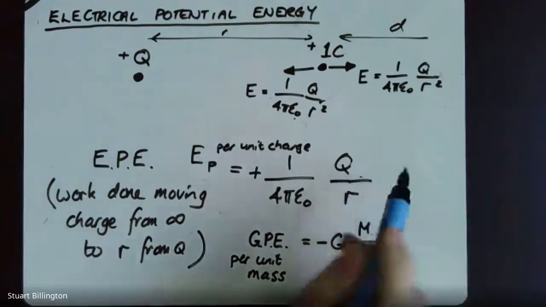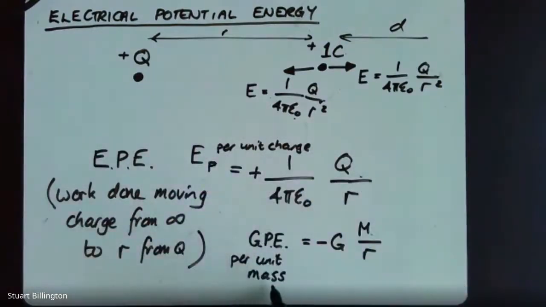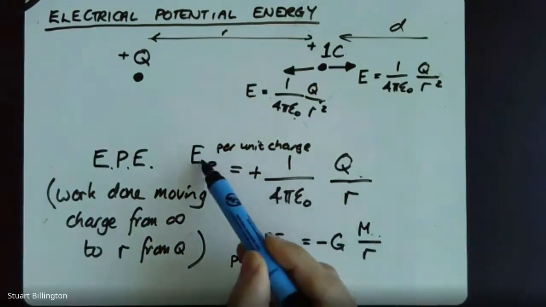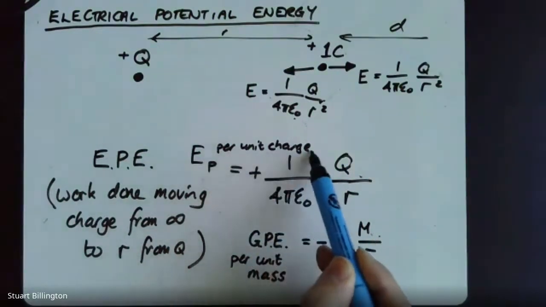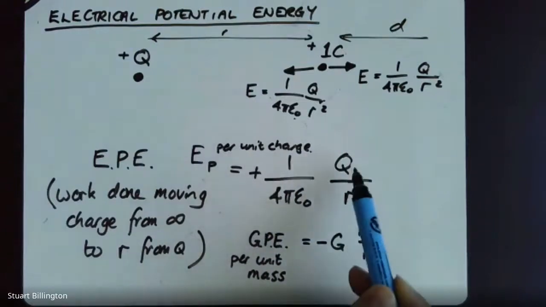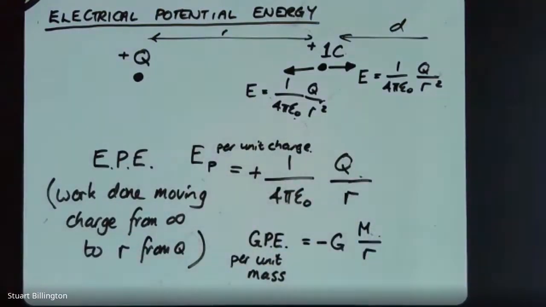And so this is the gravitational potential energy per unit mass, Gm over R, and the electrical potential energy per unit charge, 1 over 4 pi epsilon naught Q over R. Okay, this is great, but we historically, if you remember, have done something very annoying.